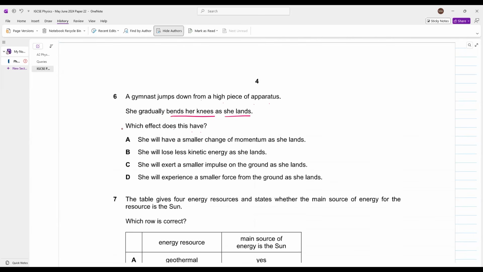Can you realize what effect it will have if she gradually bends her knee as she lands? देखो बेटा, force is equal to what? Change in momentum over change in time. If you gradually bend your knee, what will happen? The impact time, or the time of contact, will increase. As the contact time increases, the impact force decreases. She will experience a smaller force from the ground as she lands. D is your answer.